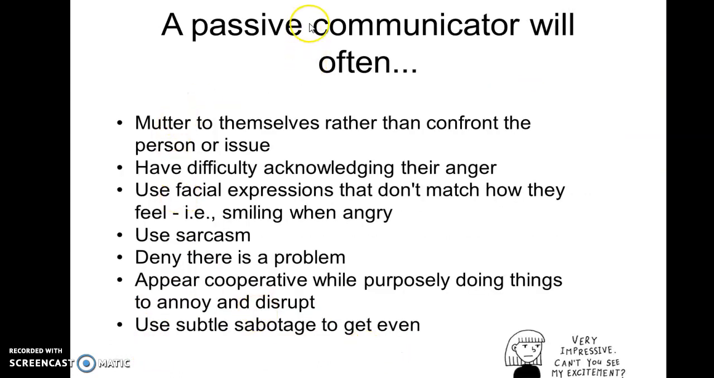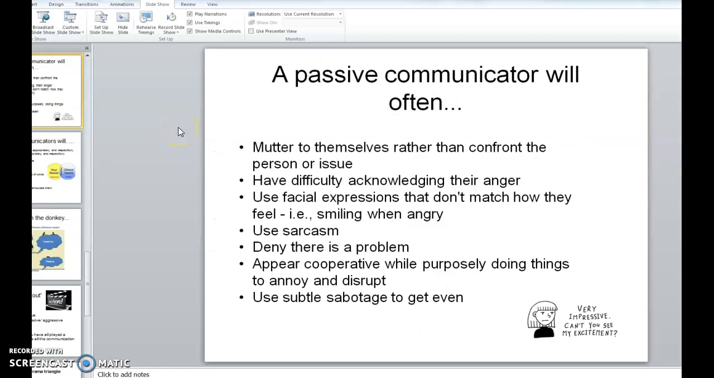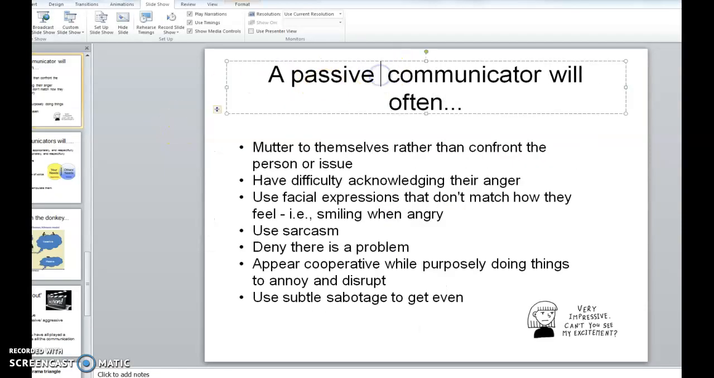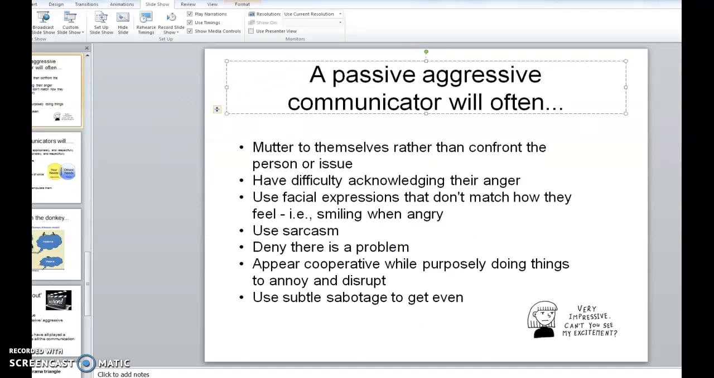So passive aggressive communicator, that should be passive aggressive communicator, will often, in fact I'll just change that quickly, so it should be passive aggressive.